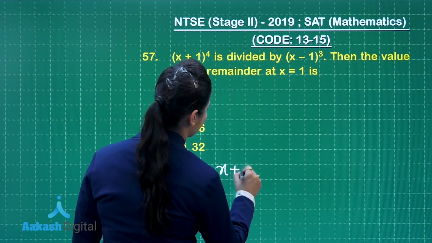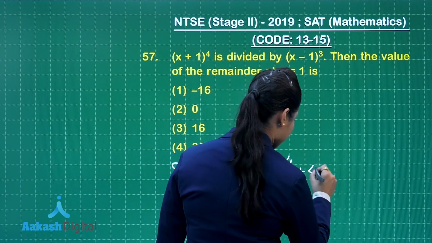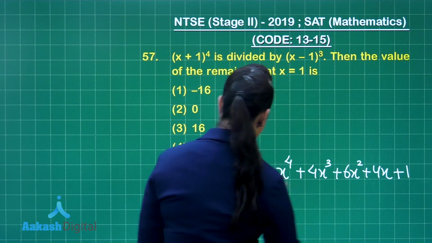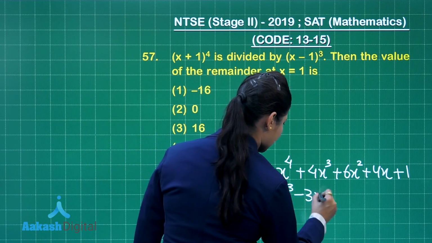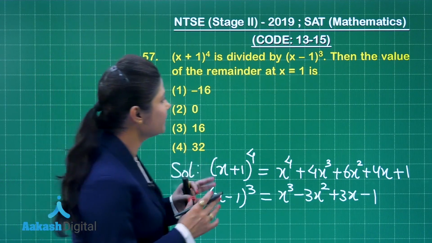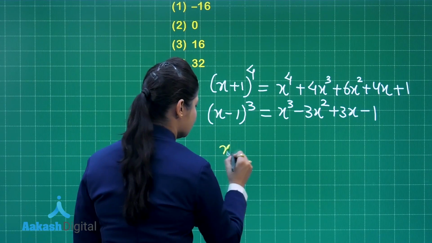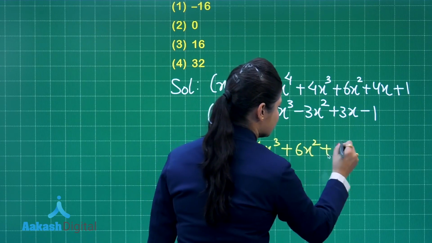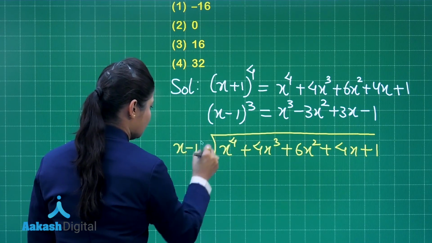Here we are talking about (x plus 1) raised to the power 4. When you expand this, you will be getting x raised to the power 4 plus 4x cube plus 6x square plus 4x plus 1. And when I consider the divisor (x minus 1) cube, this is equal to x cube minus 3x square plus 3x minus 1. So, let's do the long division to get the required remainder. Here I am applying the long division method. Dividing x raised to the power 4 plus 4x cube plus 6x square plus 4x plus 1 by (x minus 1) cube.